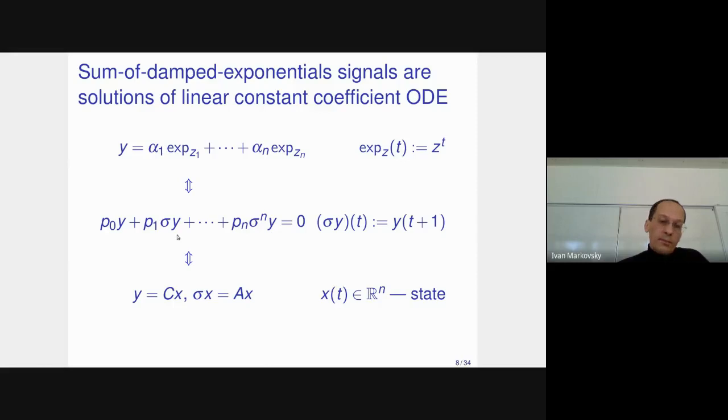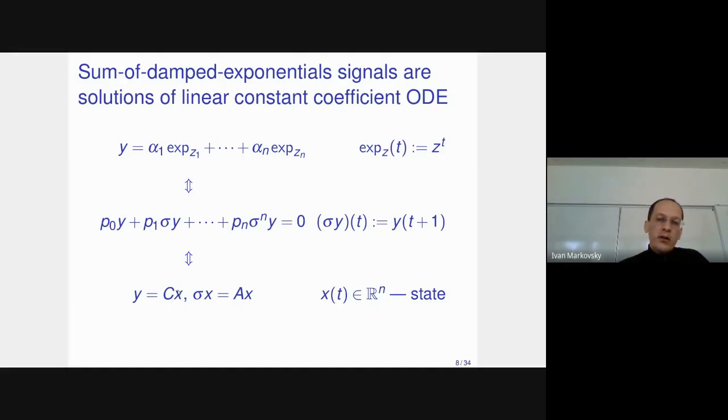One more, here the parameters are the p's. One more representation of the same model is a state space representation, which is very popular in control theory, where the output of the system, or the signal that we observe y, is a linear function of another variable x, the state. And x satisfies a first order vector difference equation. So there is parameter a, now a matrix, and parameter c, which describe the same sum of damped exponentials process.